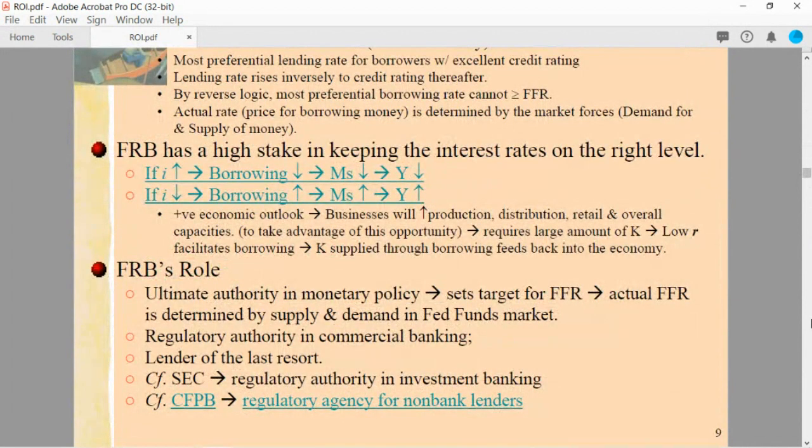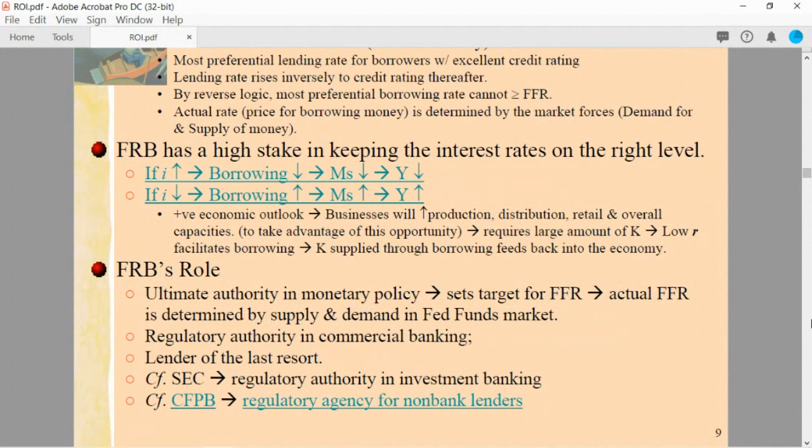So look, Fed funds market sounds like the Federal Reserve, but this is something you have to clearly understand. Federal funds market is not Federal Reserve, okay? And Federal Reserve is not the government, okay? Federal Reserve is not a government agency, okay?